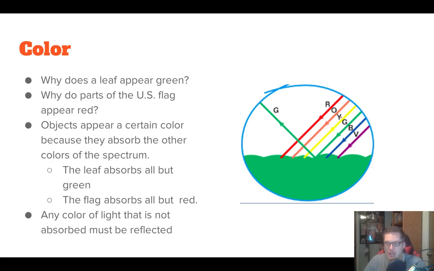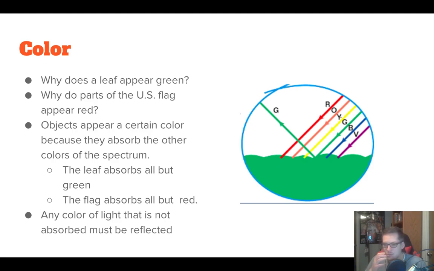So you see a leaf is green because it absorbed red, orange, yellow, blue, and violet. Okay, and the green bounced off, and that's what your eye sees because that's what was left. Okay, parts of the U.S. flag appear red because it absorbed orange, yellow, green, blue, and violet and left the red behind.